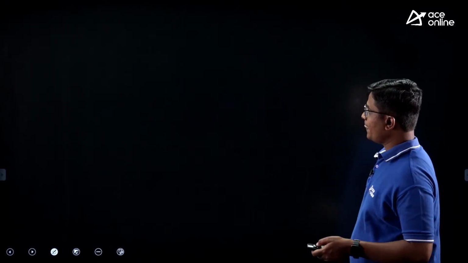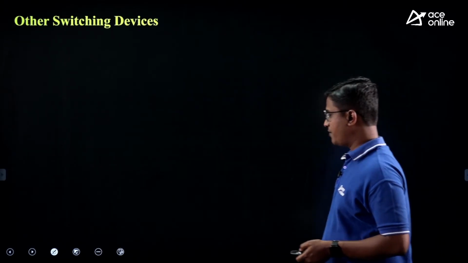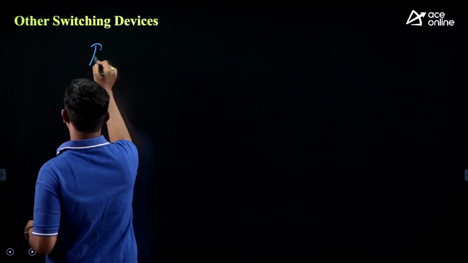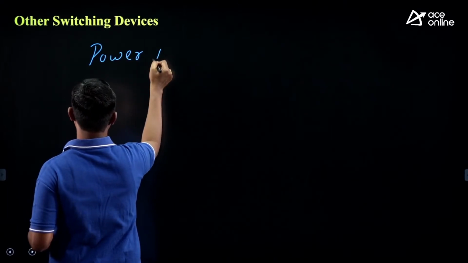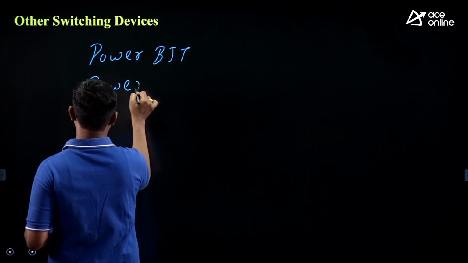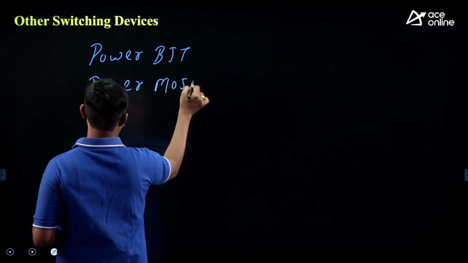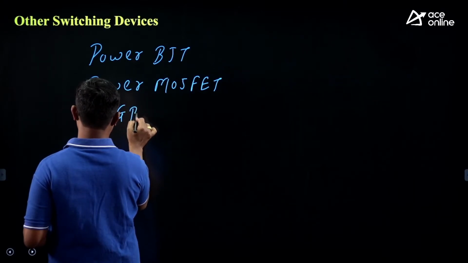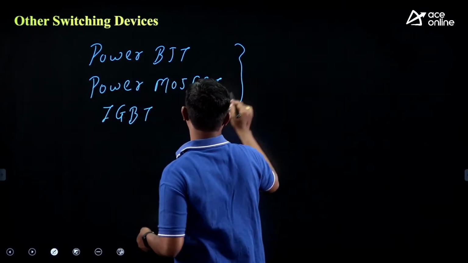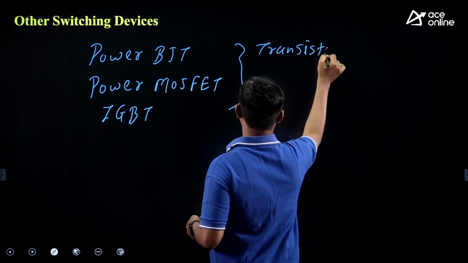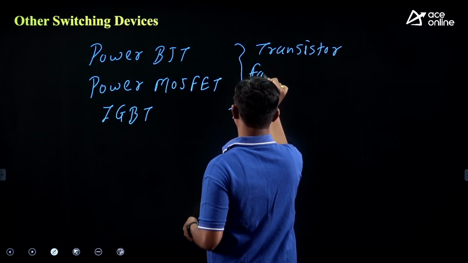Next, the other switching devices we have: power BJT, power MOSFET, IGBT. These three are transistor family devices.